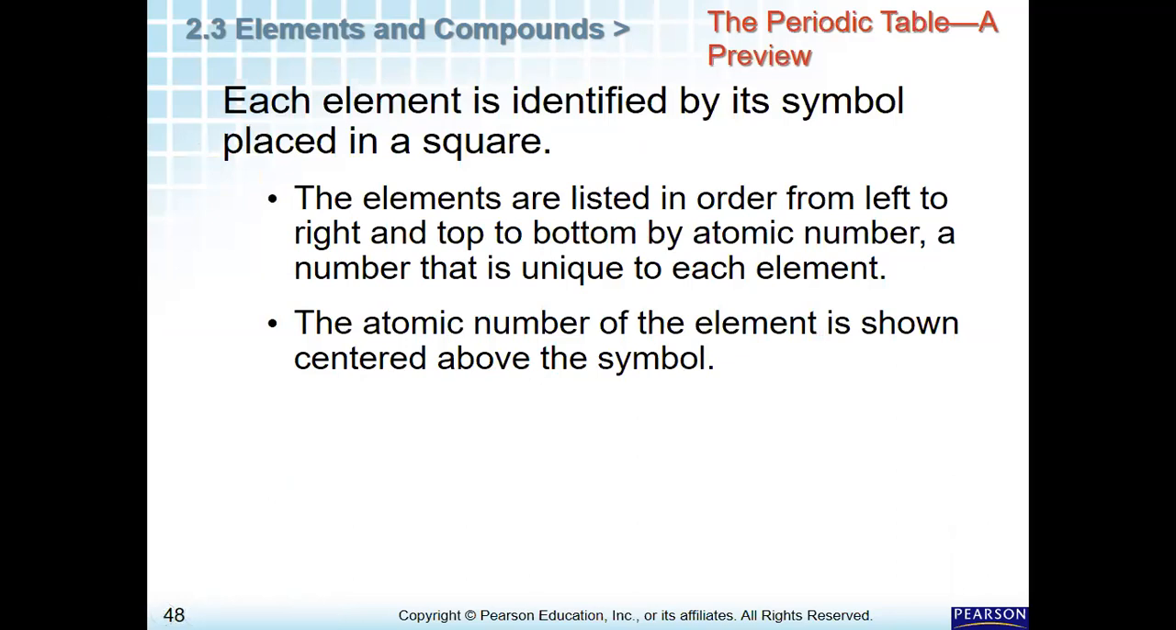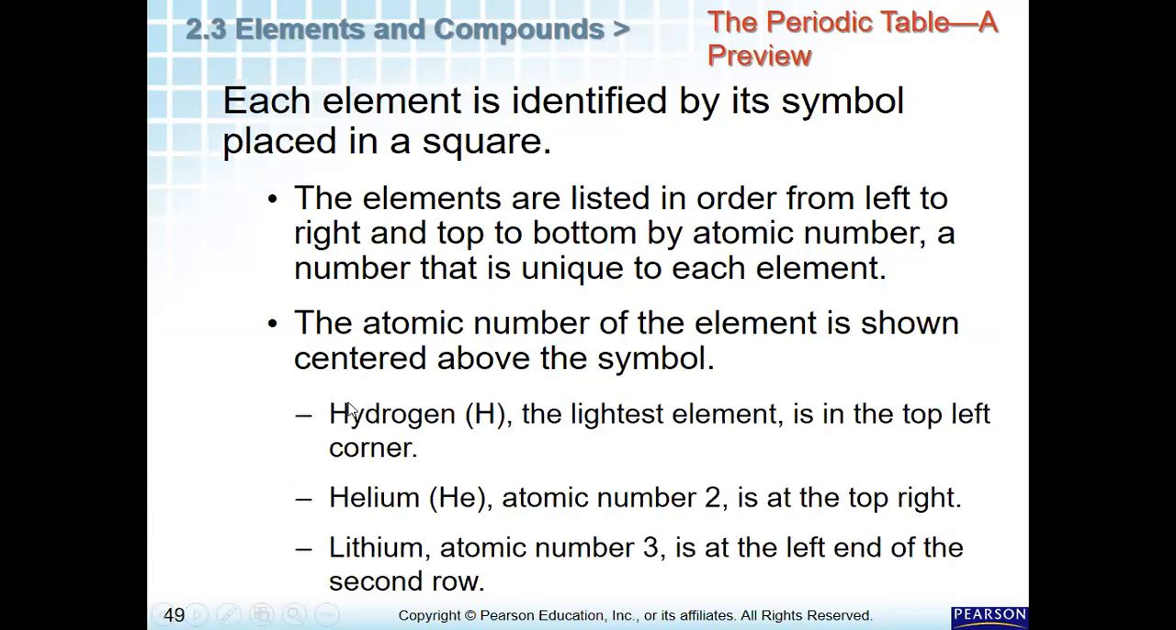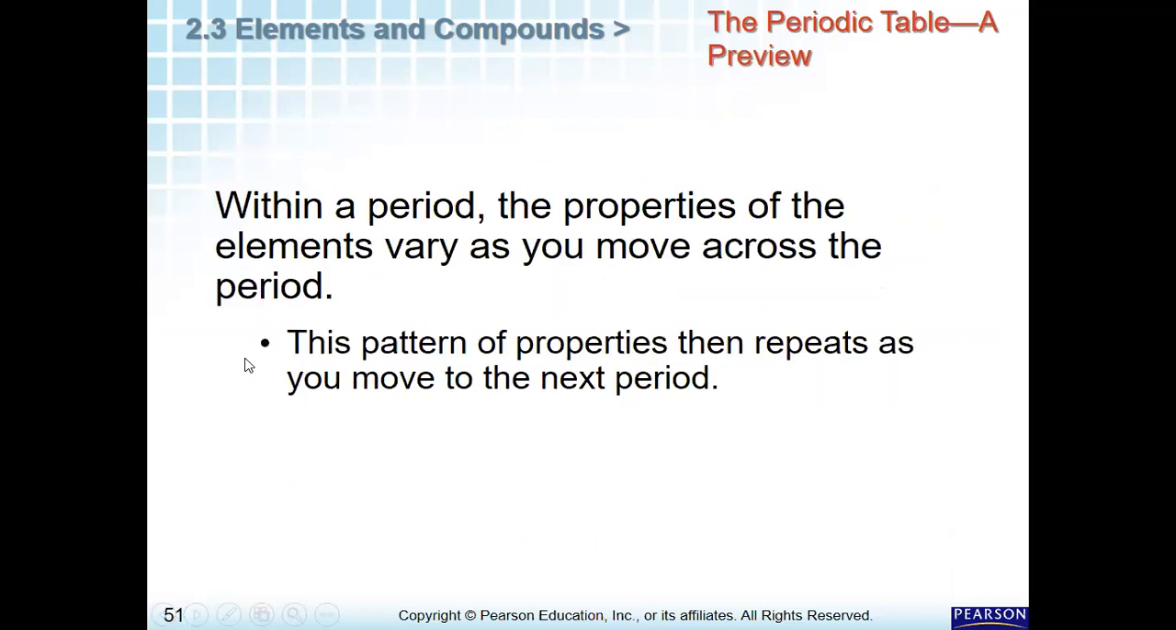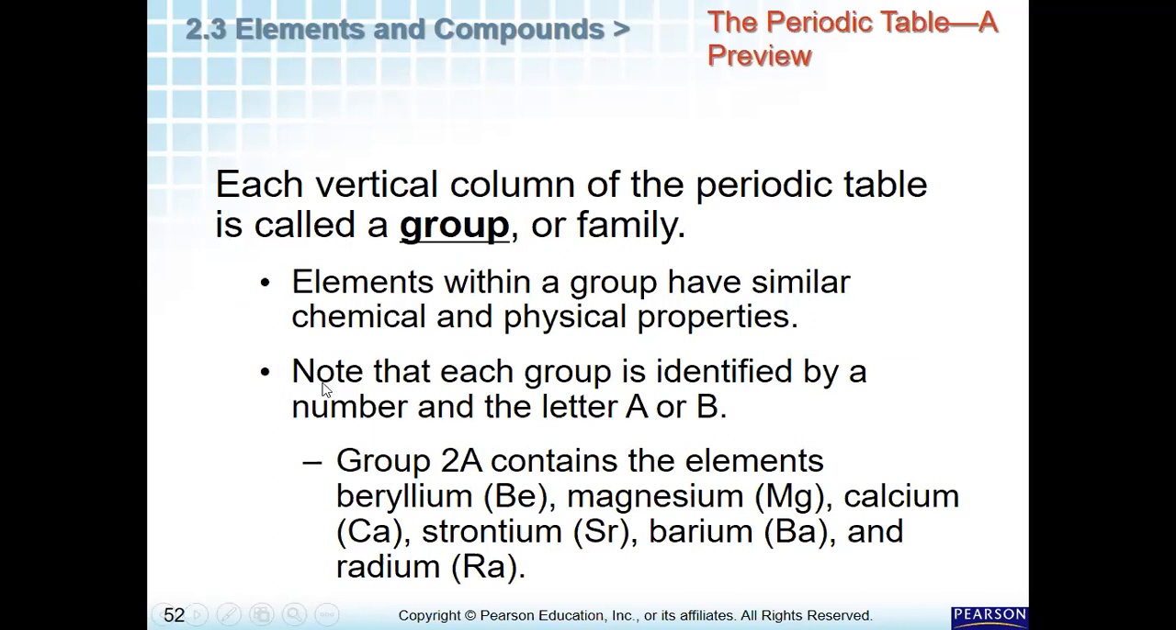And here, guys, we can know that the elements are listed in order from left to right and from top to bottom. From left to right, it will be a period, and from top to bottom, it will be a group. Within the period, the properties of the elements vary across the period, starting with metals and ending with non-metals, or in other words, noble gases.